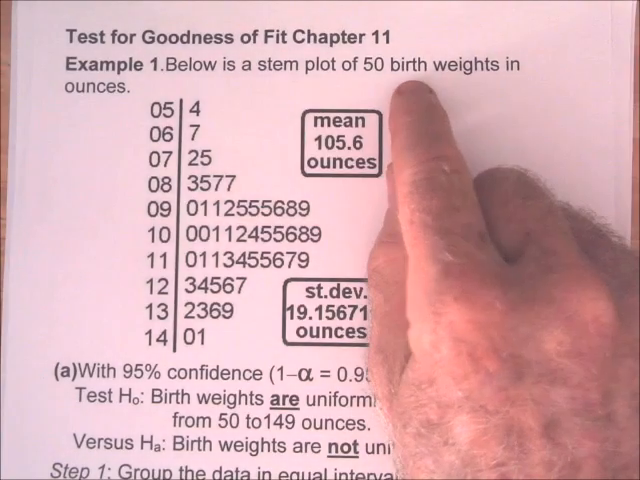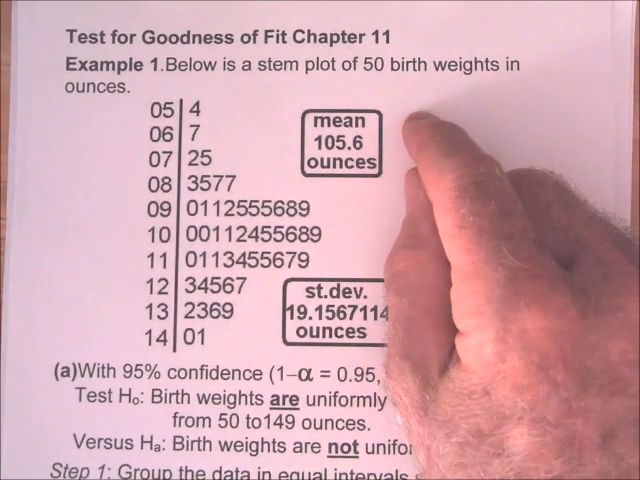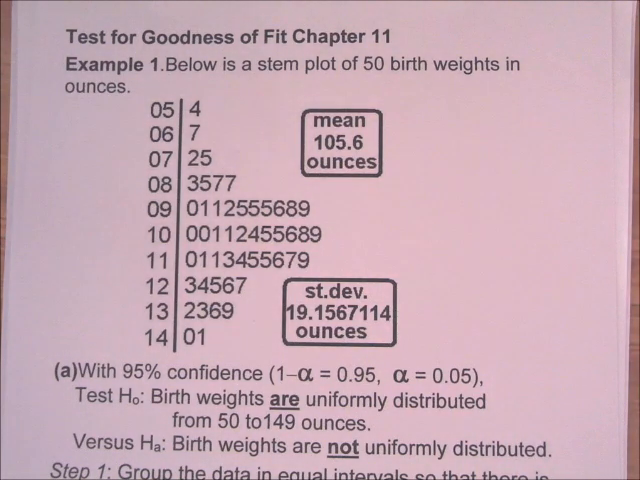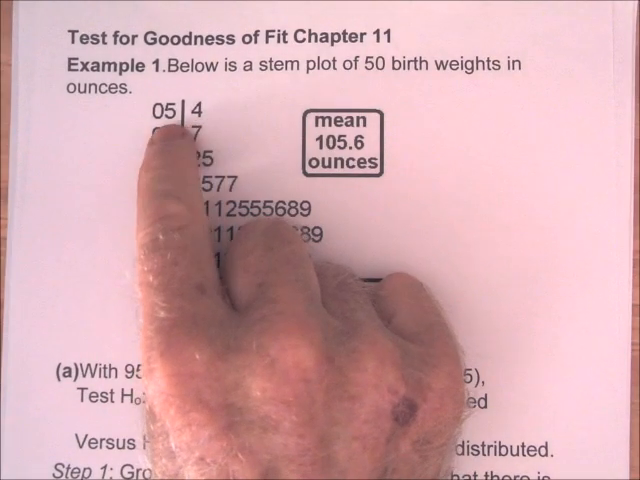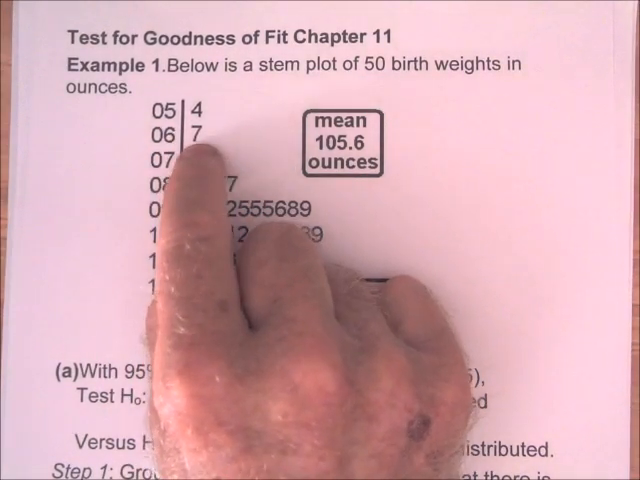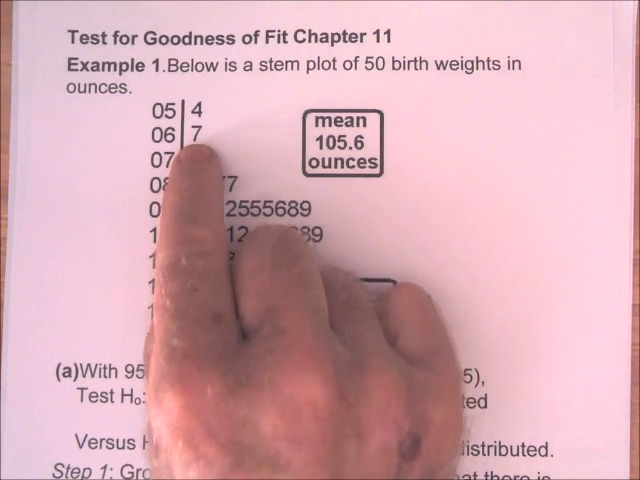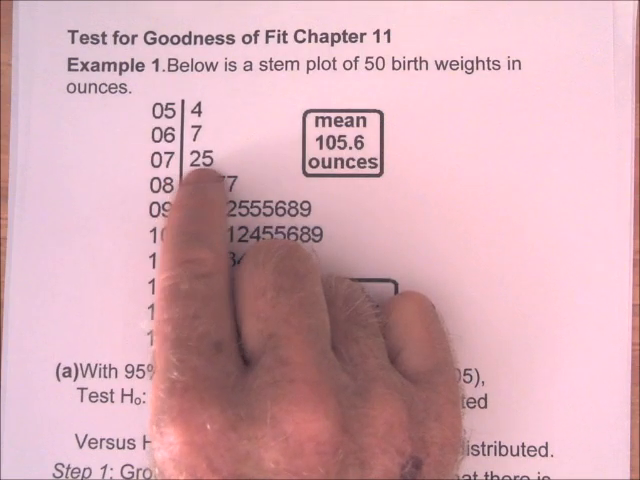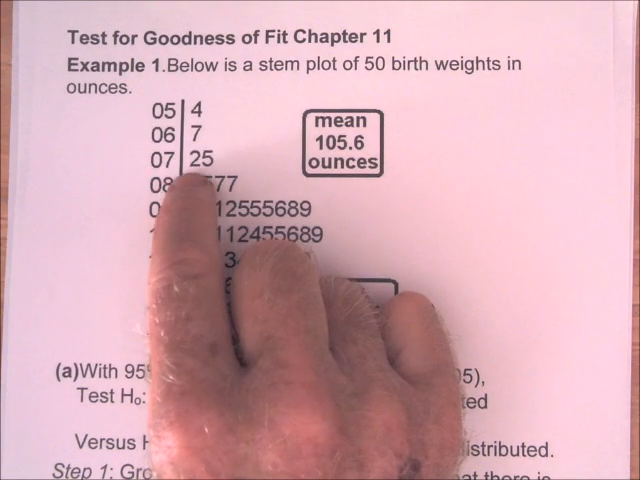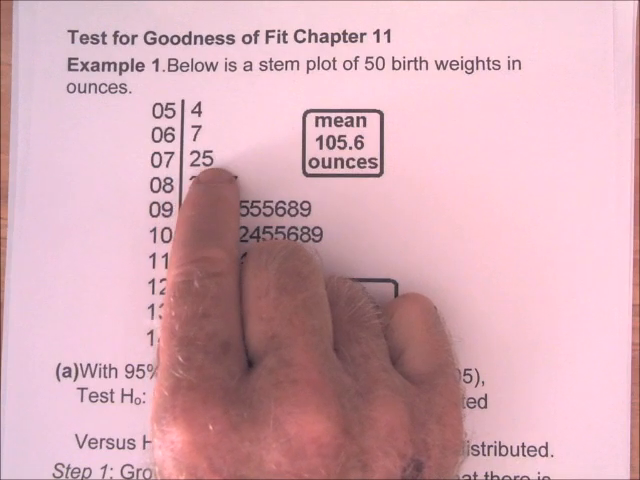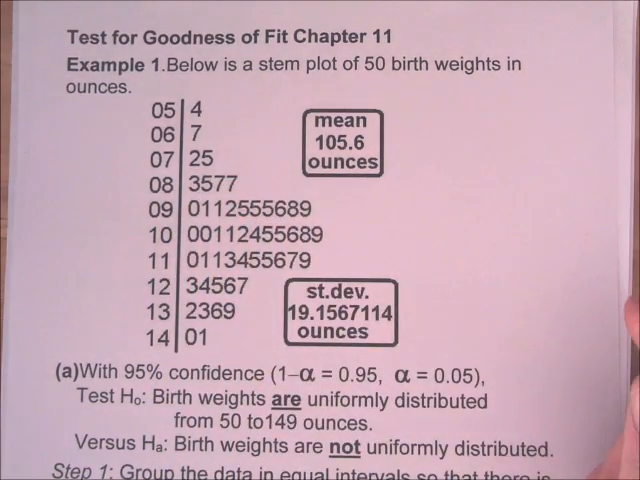Test for goodness of fit, Chapter 11. In this example, we have a stem plot of 50 birth weights in ounces. So the 4 in row 5 would be a 54-ounce baby. 7 in row 6 would be a 67-ounce baby. We have 2 babies in row 7. I have a 72-ounce baby and a 75-ounce baby, and so forth. So altogether we have 50 birth weights.